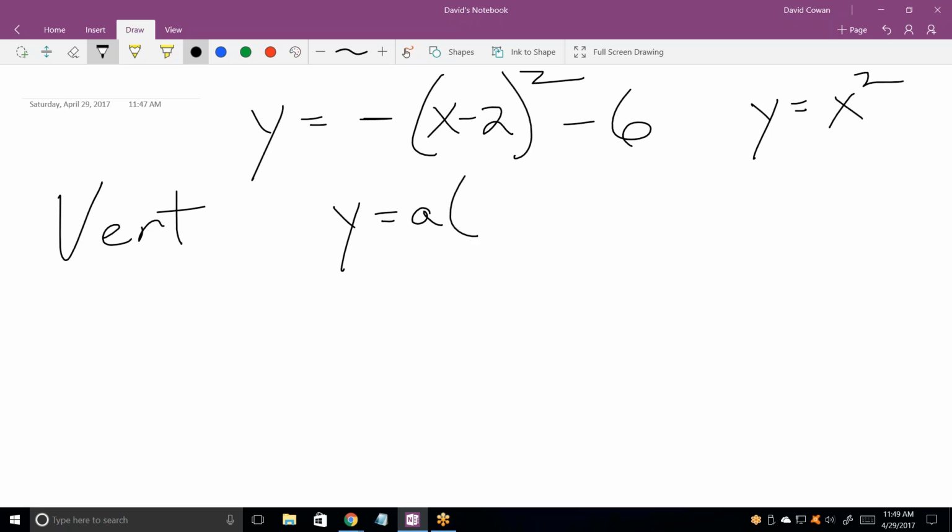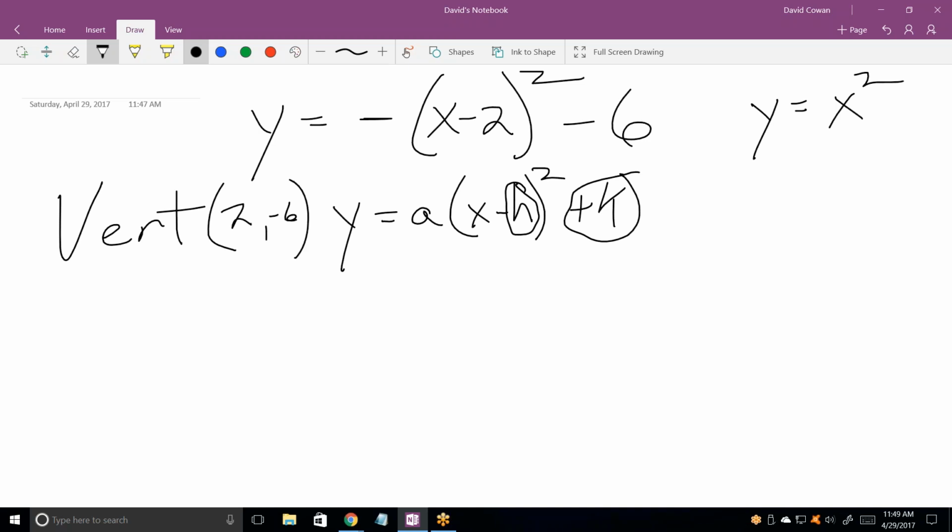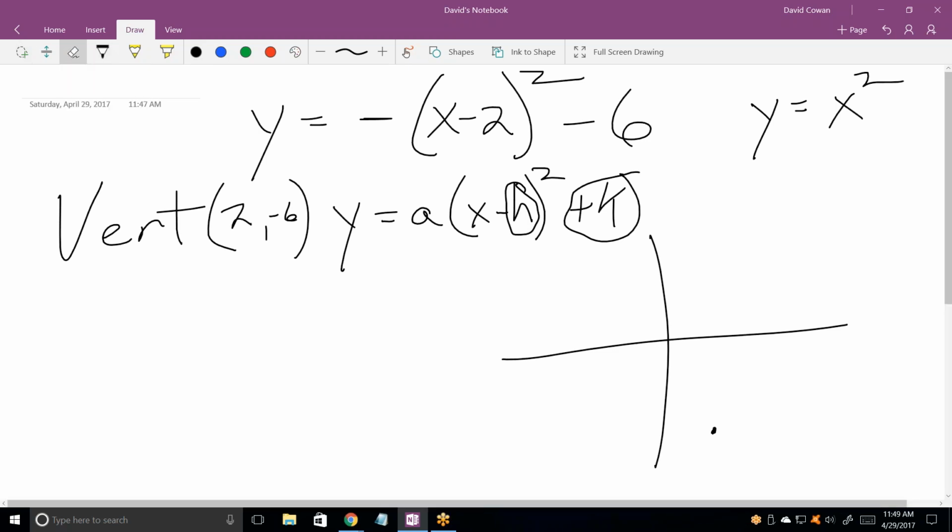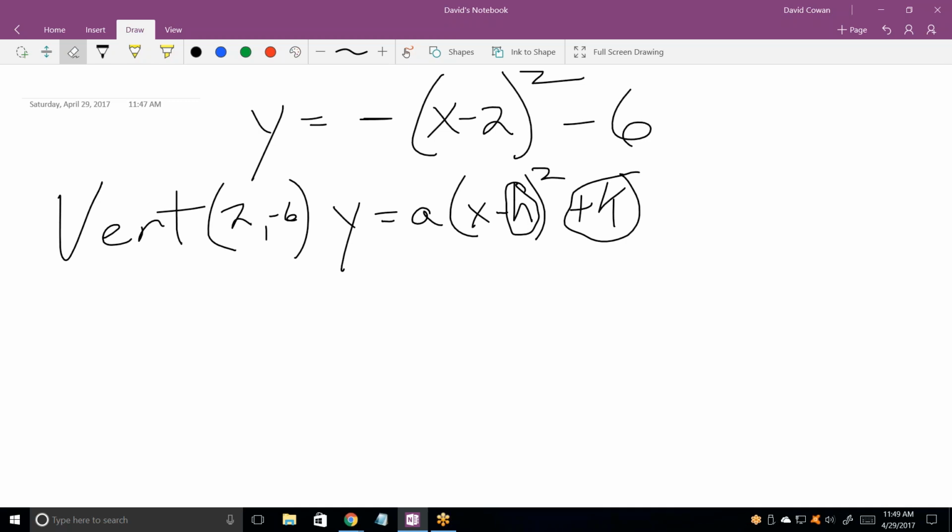Vertex format is the following. x minus h quantity squared plus k. So in this case, h is the x coordinate of the vertex, k is the y coordinate of the vertex. So the vertex has got to be at +2, -6. Okay. So that goes a long way in plotting it. Right. Well, let's see. That is right here. Hold on a second. Let me draw this a little higher up. I need higher up.